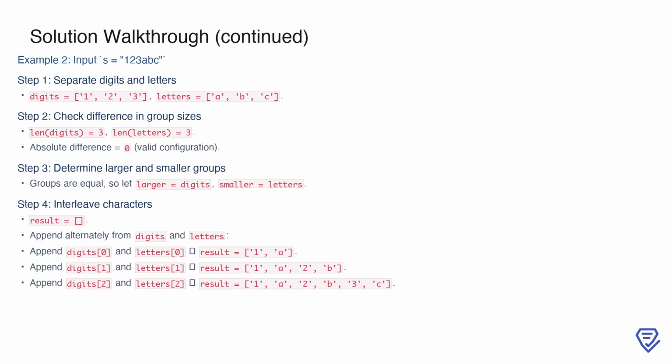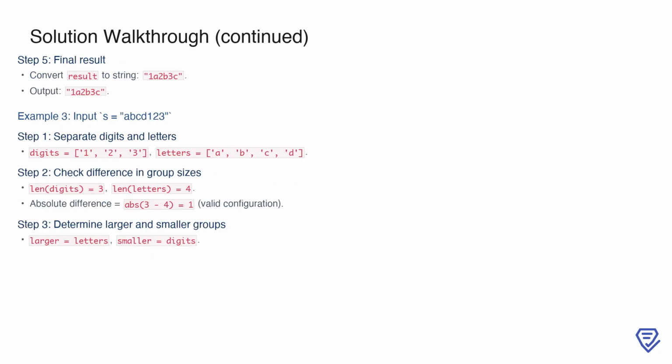For the second example, the input string is s equals 123abc. Just like before, we start by separating the characters into digits and letters. The digits are 1, 2, 3, and the letters are a, b, c. Since the size of both groups is 3, the absolute difference is 0, indicating that the configuration is valid. Here, since the sizes are equal, we can arbitrarily decide which group to treat as larger. For this example, we assign digits as the larger group and letters as the smaller group. With this setup, we can now proceed to interleave the characters from both groups.